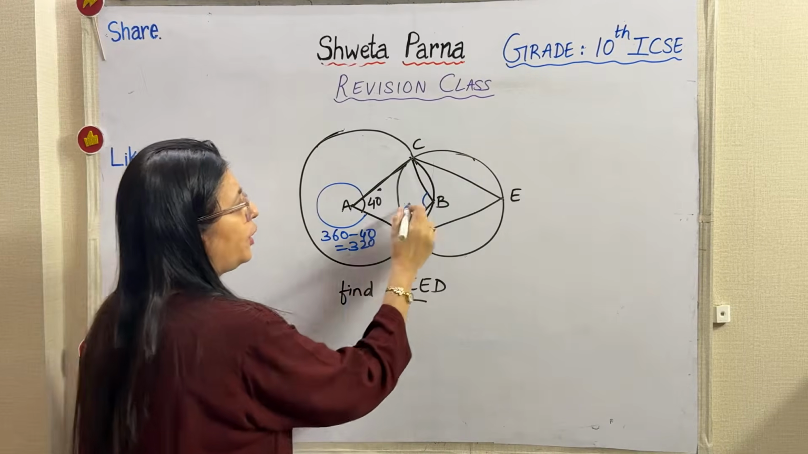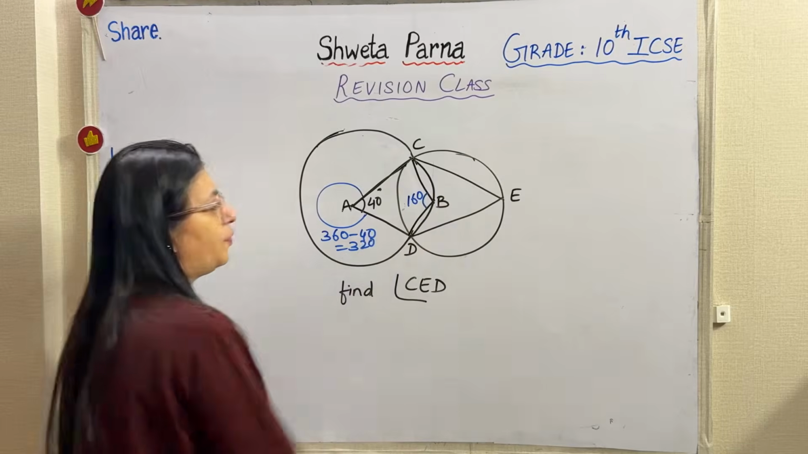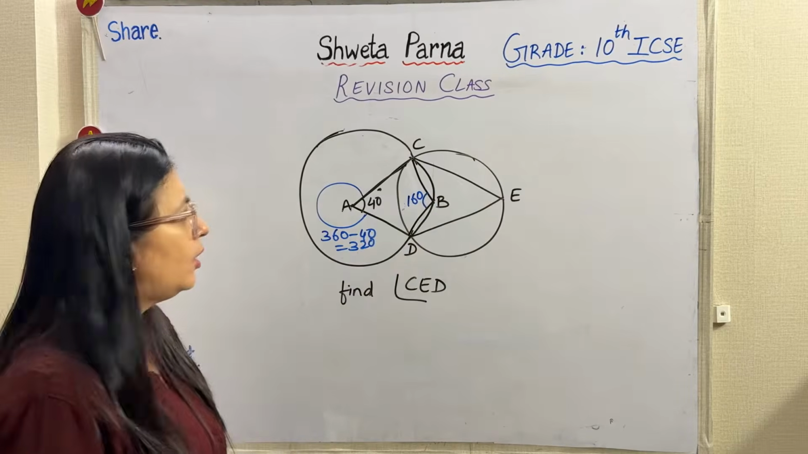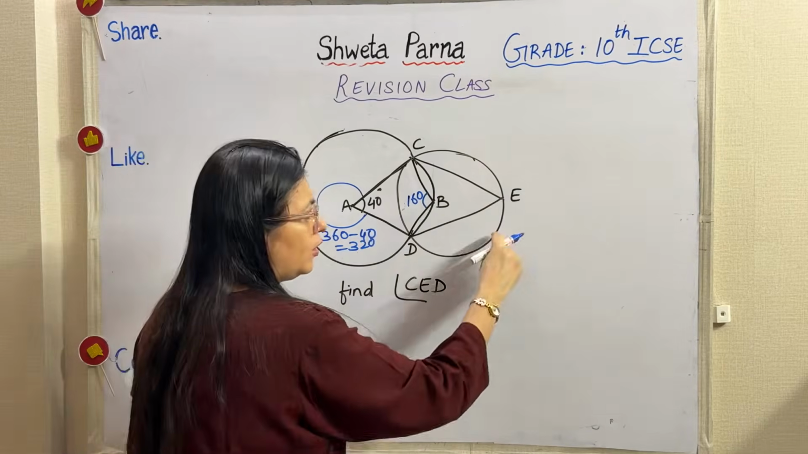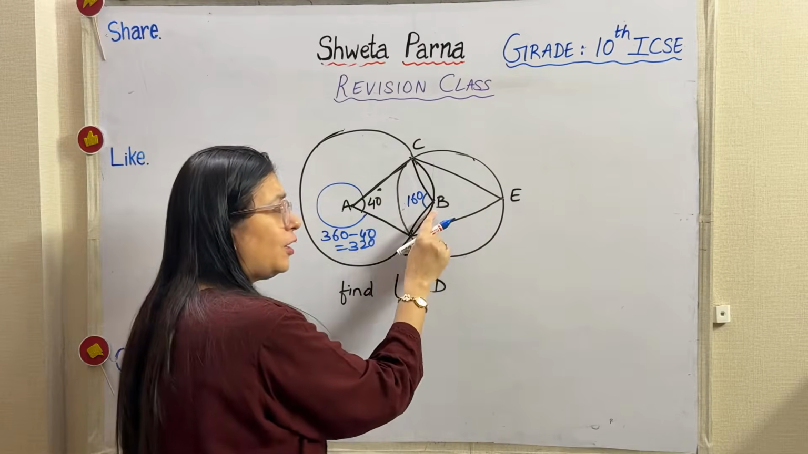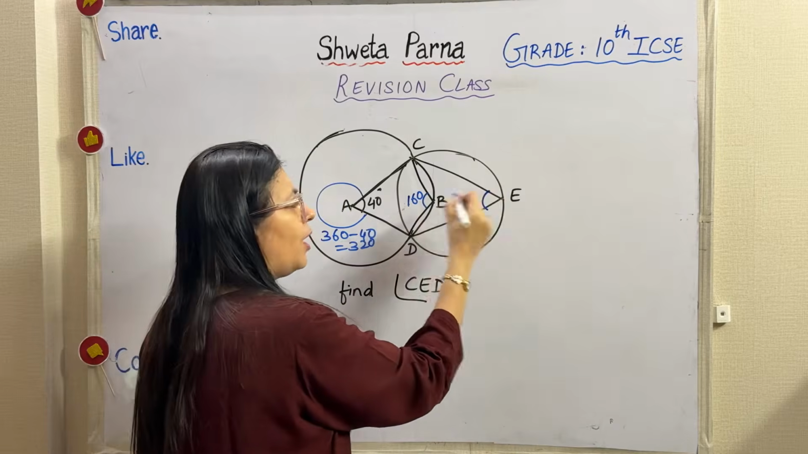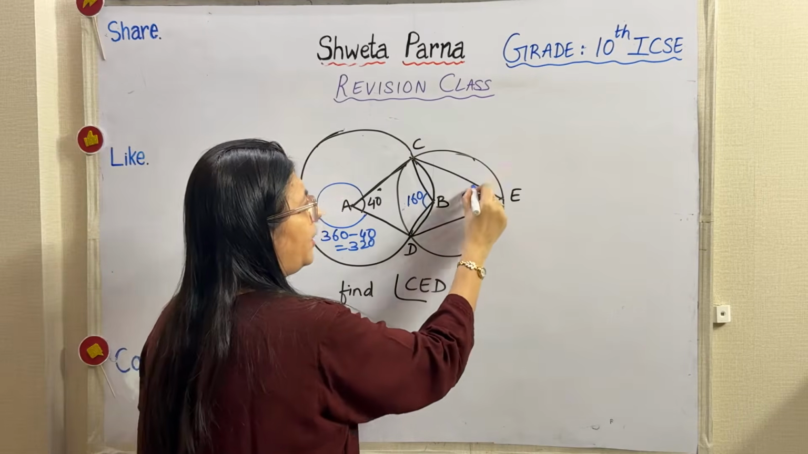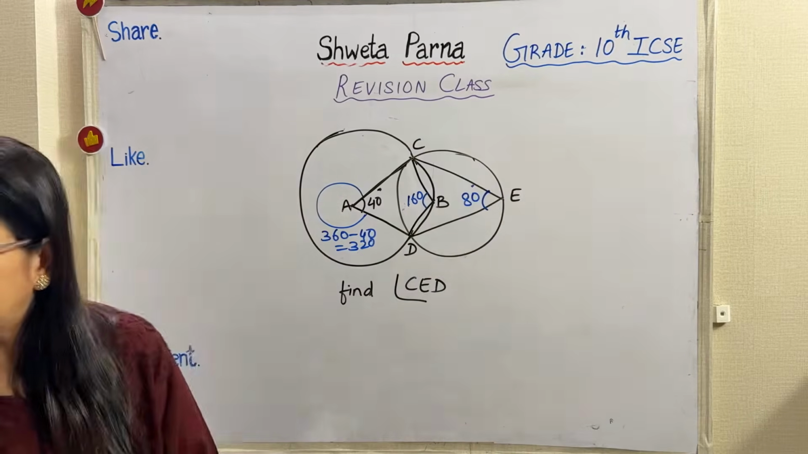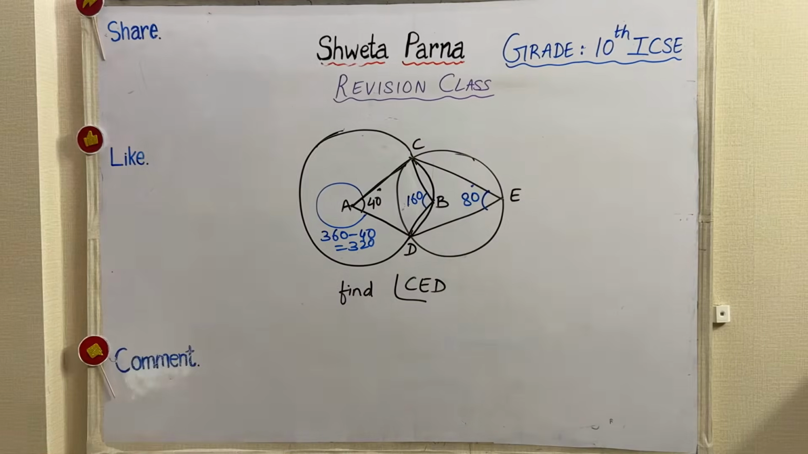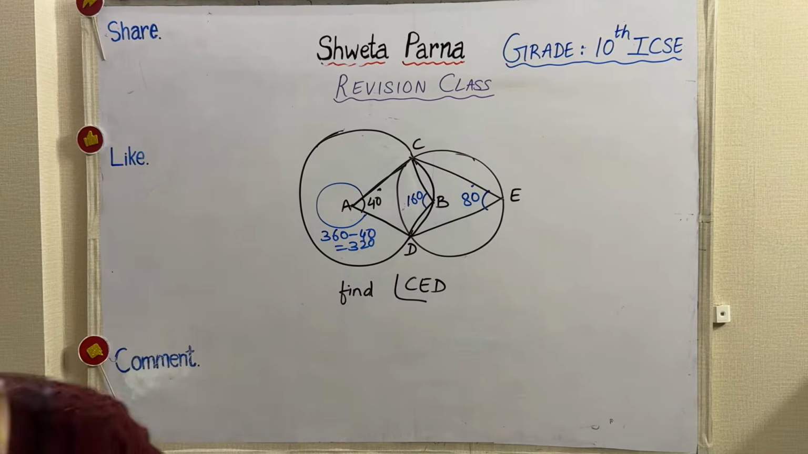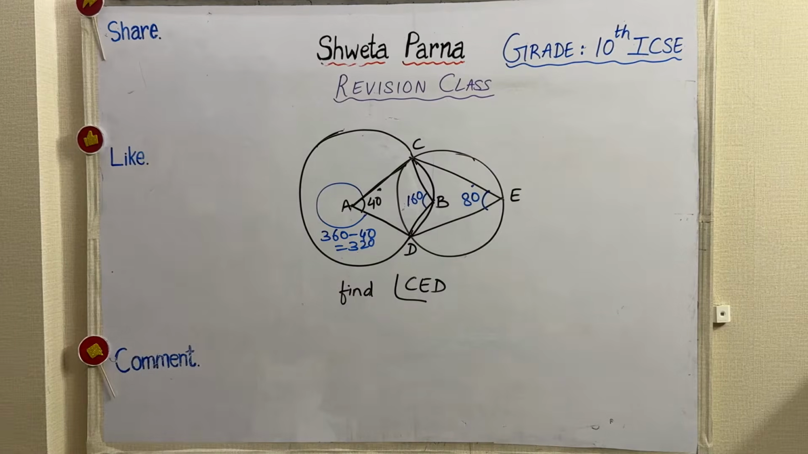So if this is 320, this becomes half of it, which is 160. Okay, now in this smaller circle, B is the center, so the central angle is 160. So this will become half of 160, which is 80 degree. Clear? Are you all clear with this? Shall we move ahead? Type clear once you are clear. I'll go ahead then. It is all central angle property.